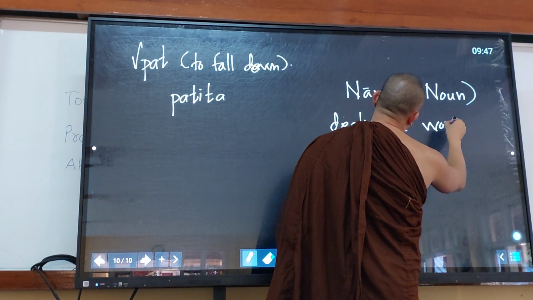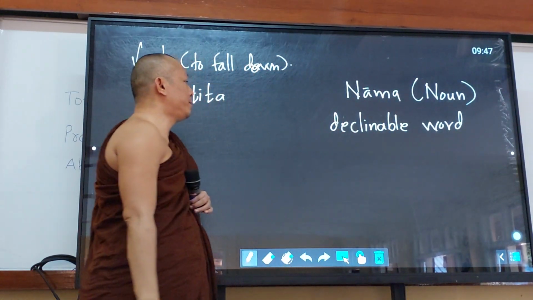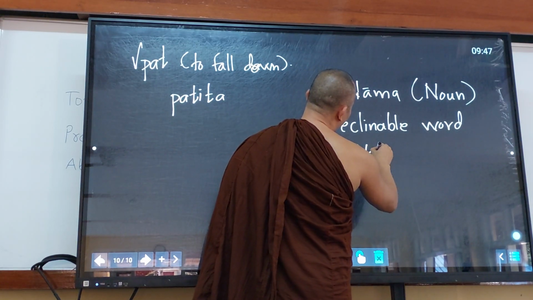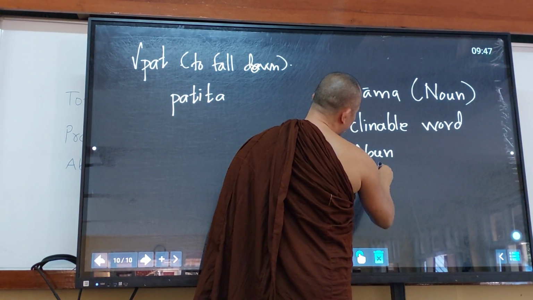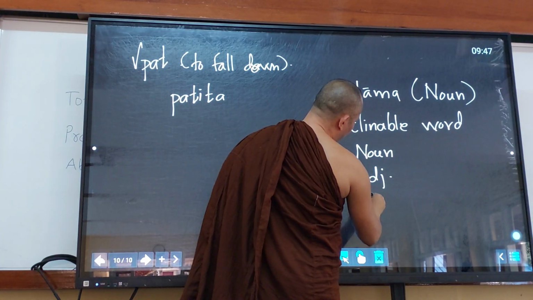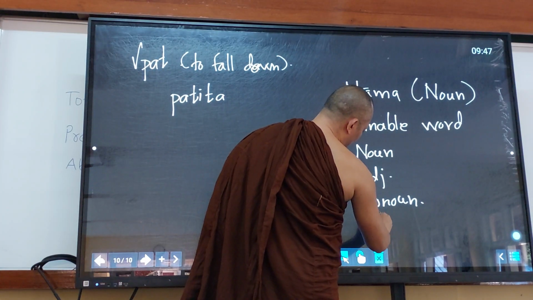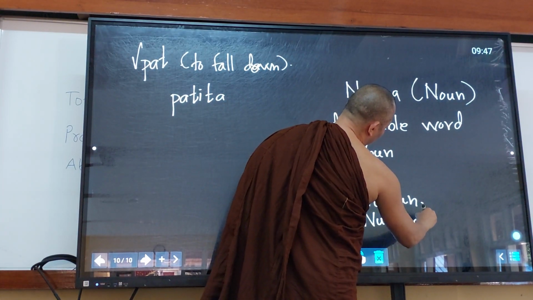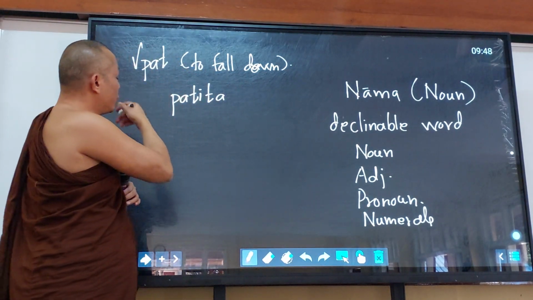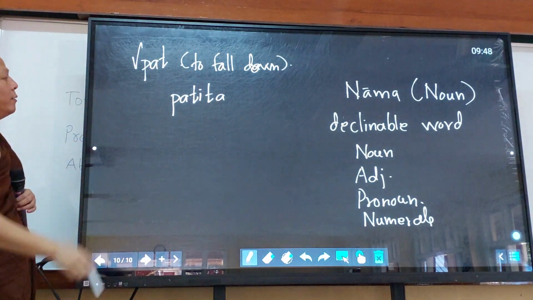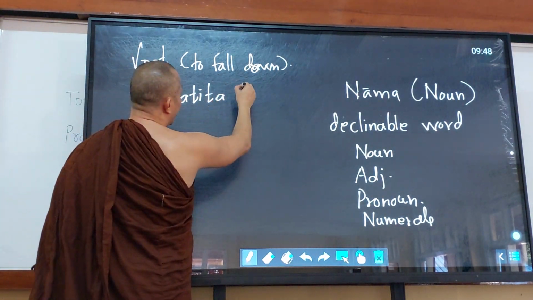Declinable words are called the noun in Pali, nama. Under that nama, noun is included, adjective is included, the pronoun, and the other symbols, numeral, number also, are included. This patita is actually an adjective, but we say just nama because it can be declined, like badido, badida, badita, and so on. So it has the nature of the adjective.